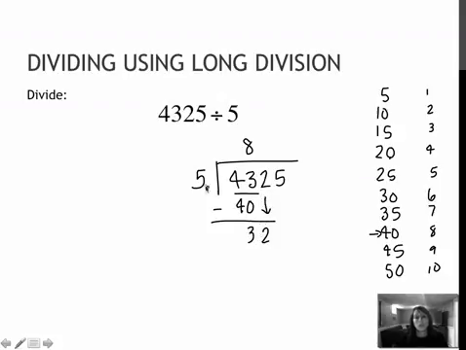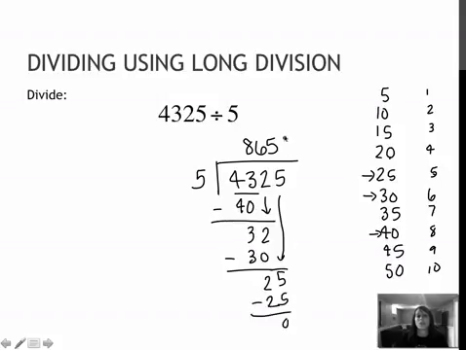I brought down the 2. Now 5 goes into 32. Well, it goes into it 6 times, and 6 times 5 is 30. There are 2 left over, and now I bring down the 5. 5 goes into 25 5 times, and 5 times 5 is 25, so there's nothing left over. So the answer is 865.